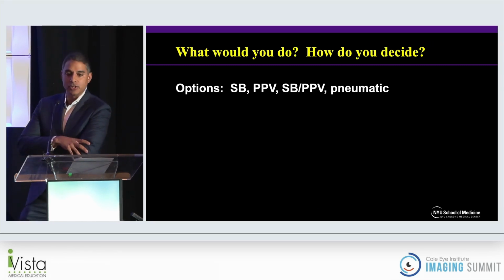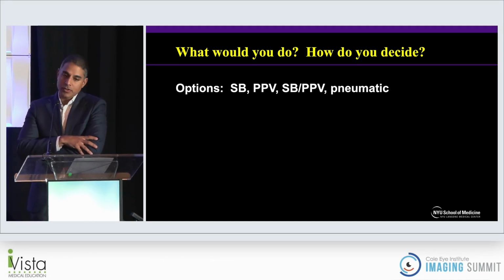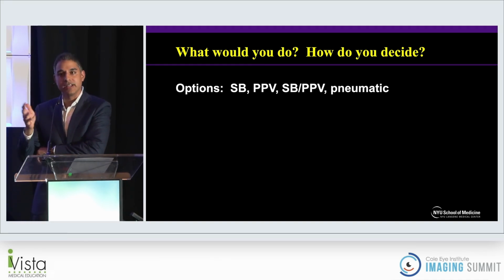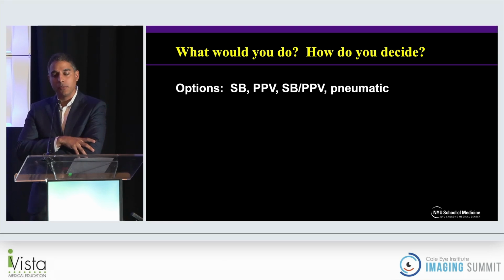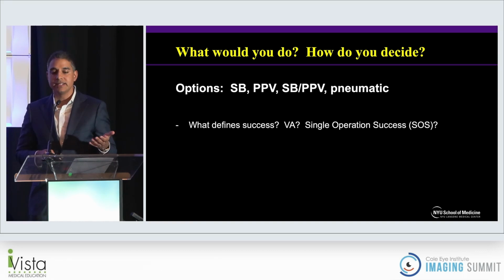So you've got a couple of options: scleral buckle, pars plana vitrectomy, combined buckle and vit, pneumatic. Truth is, probably all of them could work, right? And so this is the thing in surgery, oftentimes you have to do what works best in your hands, but can we use the literature and use some imaging to help us succeed? And then I guess you have to ask yourself, what defines success?